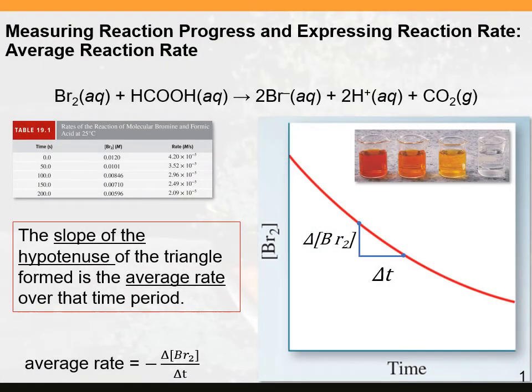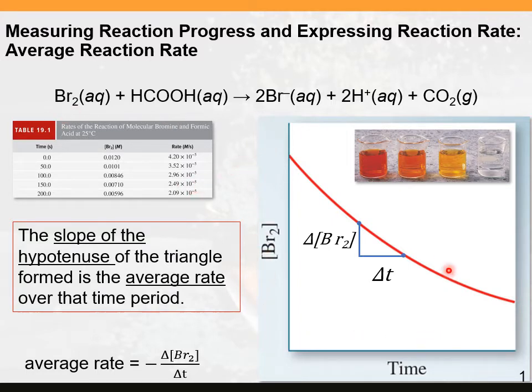By monitoring the concentration of a reactant over time, we can calculate the average rate of a reaction over any time period during the course of the reaction. For example, in the reaction of bromine with formic acid, bromine concentration is monitored and is plotted against time.